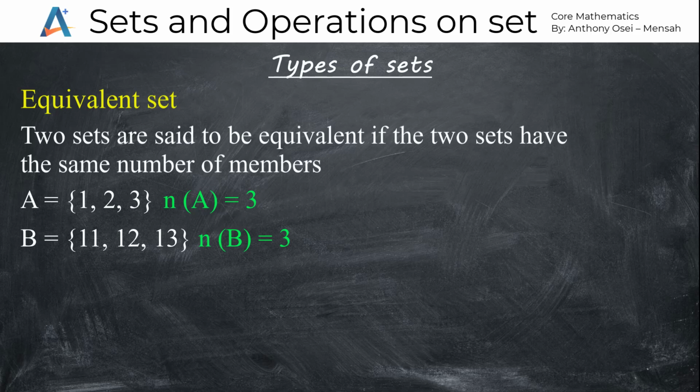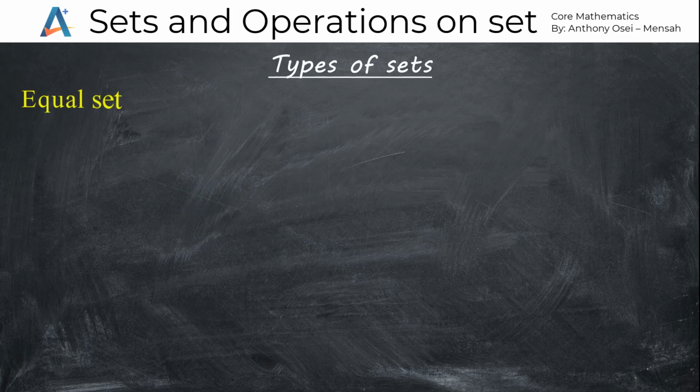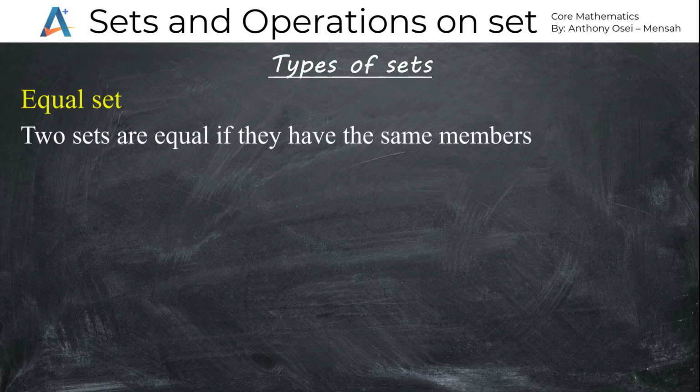Now we come to the last one, which is equal sets. With equal sets, we don't talk about the number of members being the same, but 2 sets are said to be equal if they have the same members, that is the same appearance of members. Let's take a set M, which has, let's say, 3, 7, 8 as the members. Then we take the set N, which has 8, 3, 7.